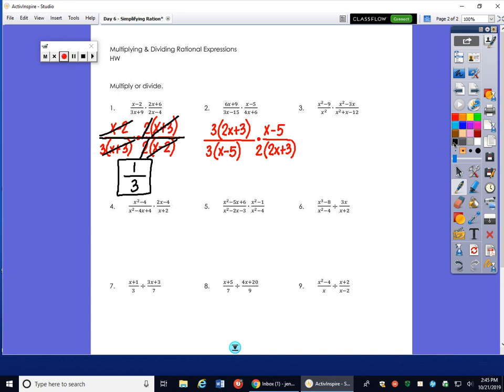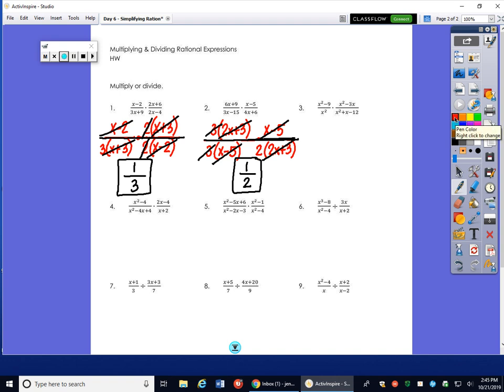So remember, we're not multiplying yet. We're just kind of extending this numerator bar, and we're going to cancel out terms. So 2x plus 3 and 2x plus 3 cancel. x minus 5 and x minus 5 cancel. 3 and 3 cancel, leaving me with a 1 on the top and a 2 on the bottom.